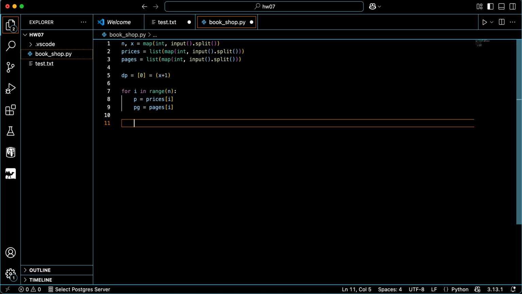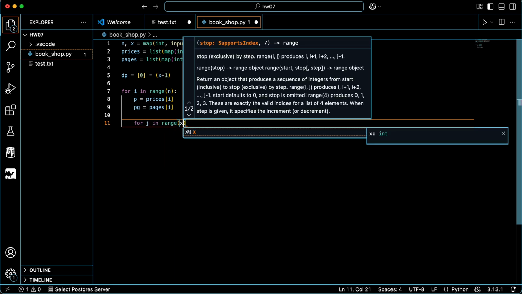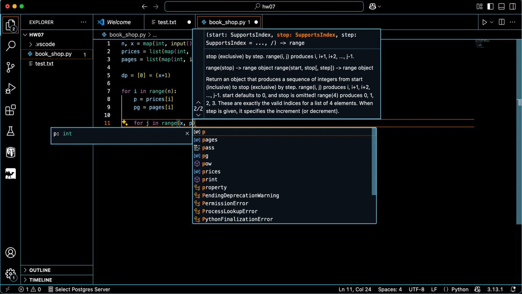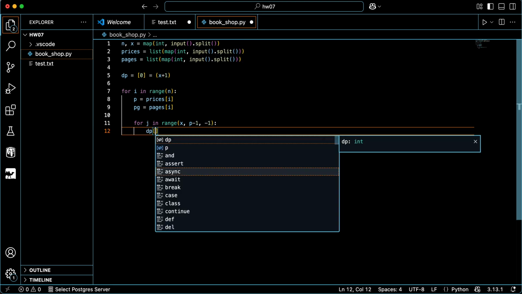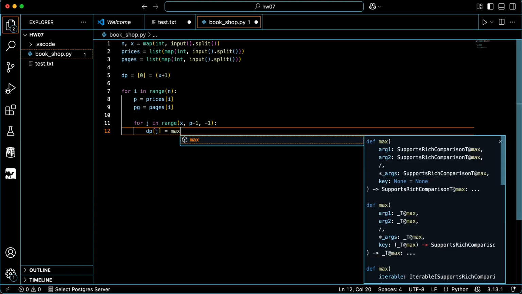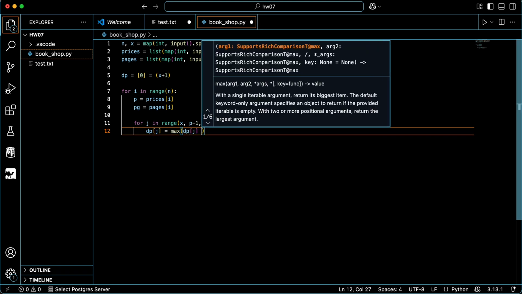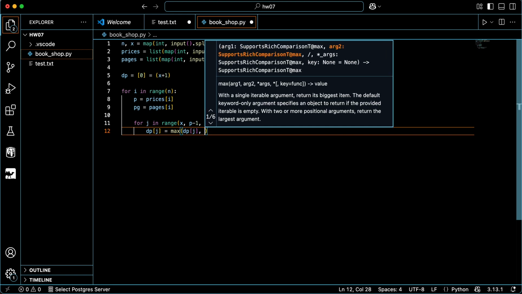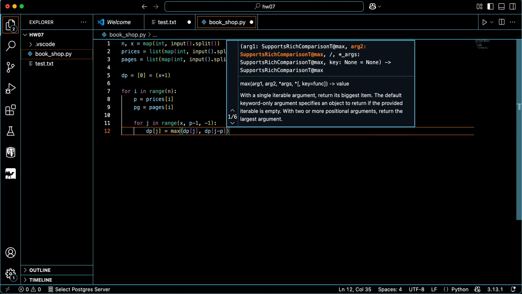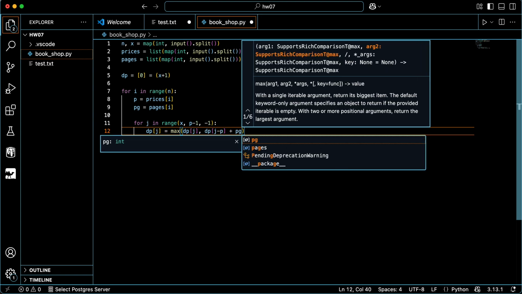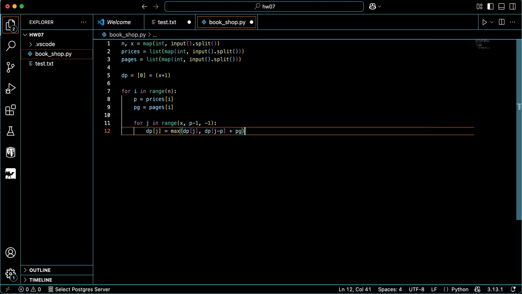And this is where we're going to construct our DP table. So let's say for j in range, and we're going to start from the end, so from x to our price, and we want to be inclusive of our price, so p minus 1. We want to make dp of j equal to the maximum of either whatever it is already, or dp of j minus p, which is the price that we have for the current book, plus the number of pages for that book. So if it makes more sense to add the current book to a lower price, then we would do that.